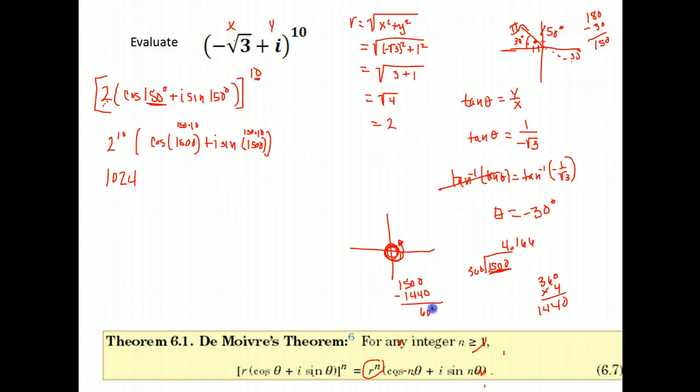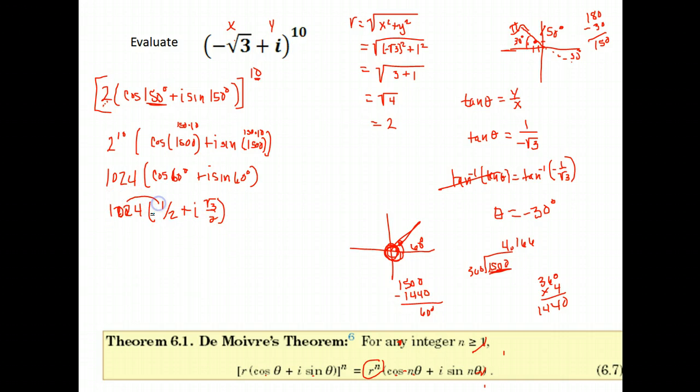60 degrees. Okay, so I basically have a 60-degree angle. I went around the circle 4 times first, but it still has the same value as a 60-degree angle as far as sine and cosine go. So I know the exact values for the cosine of 60 degrees. The cosine of 60 degrees is 1/2. And the sine of 60 degrees is √3/2.